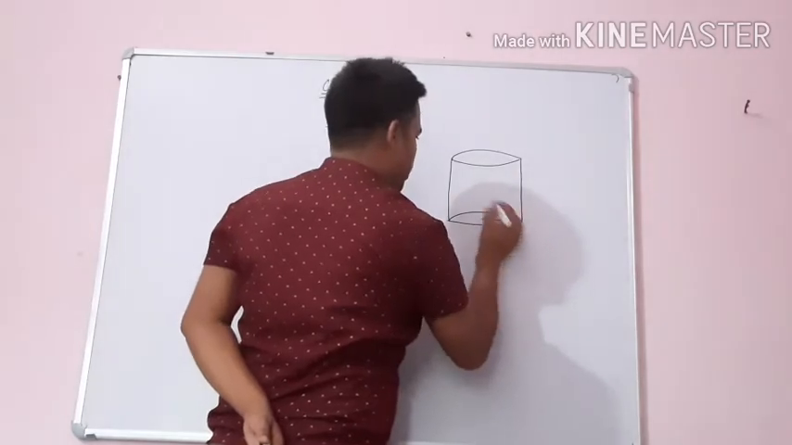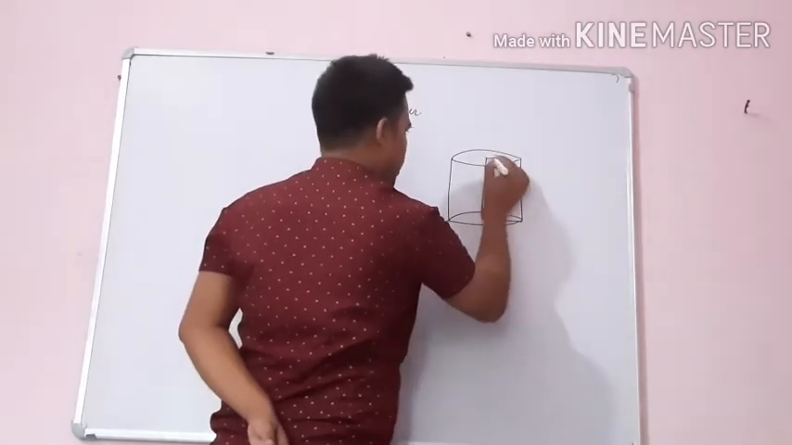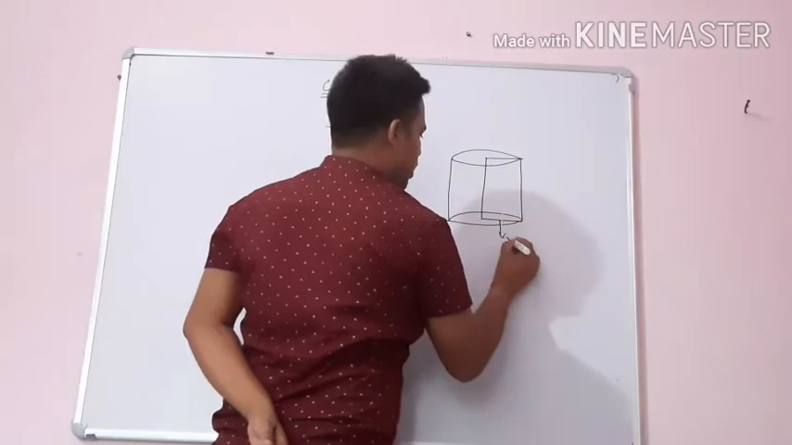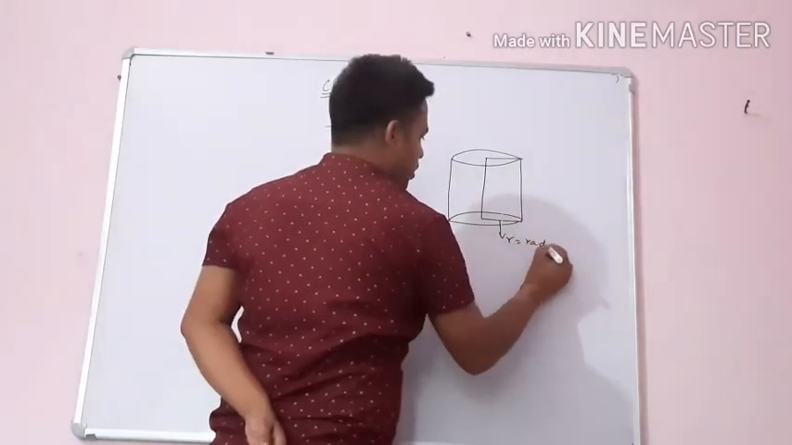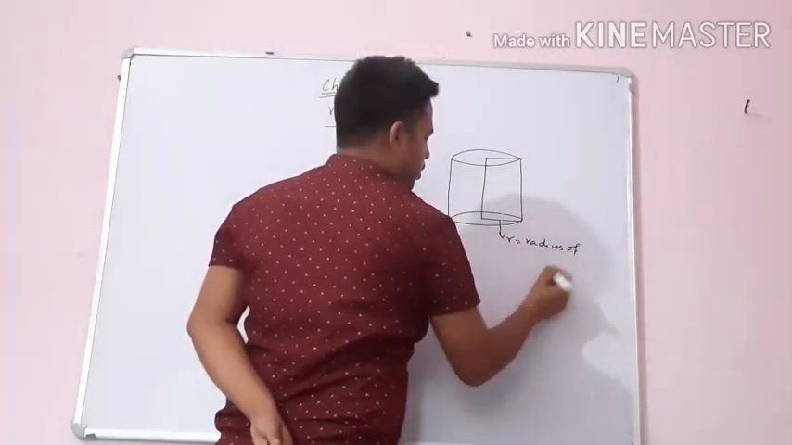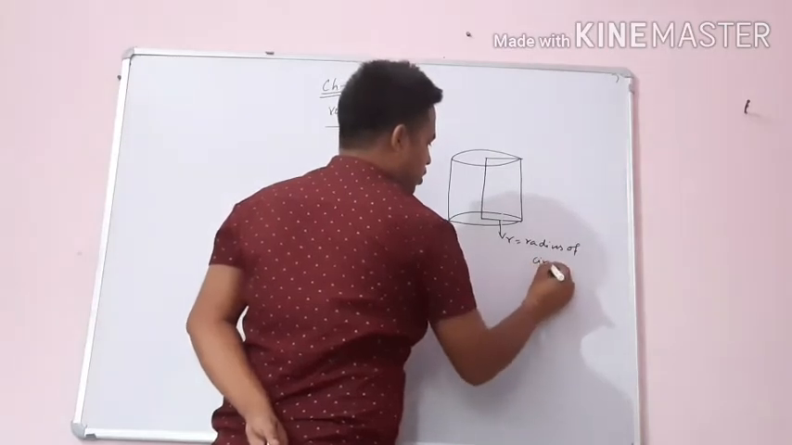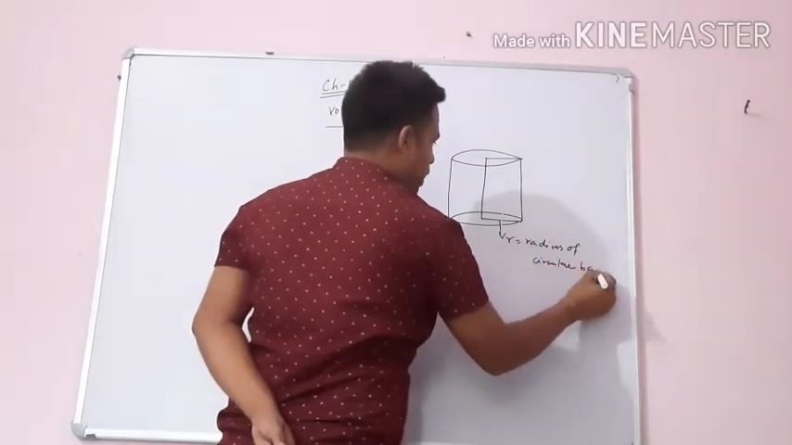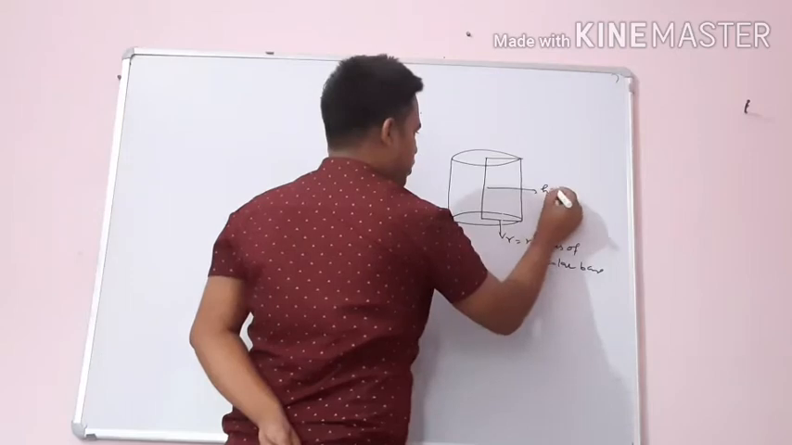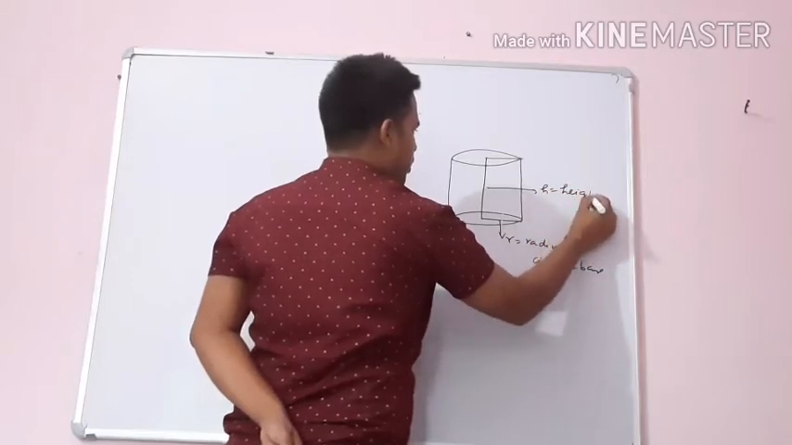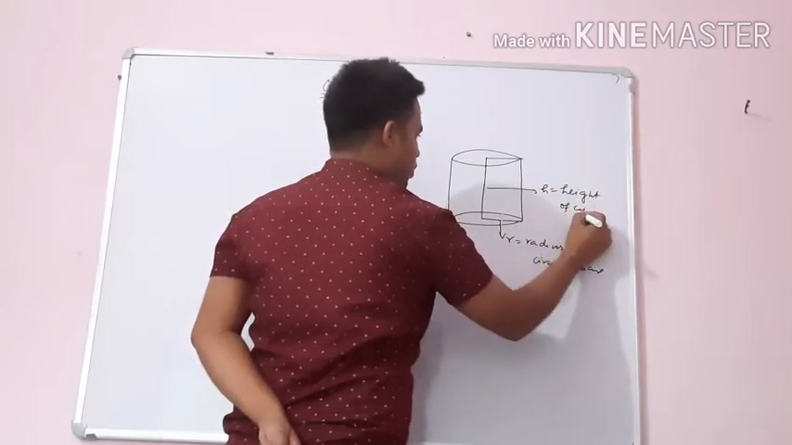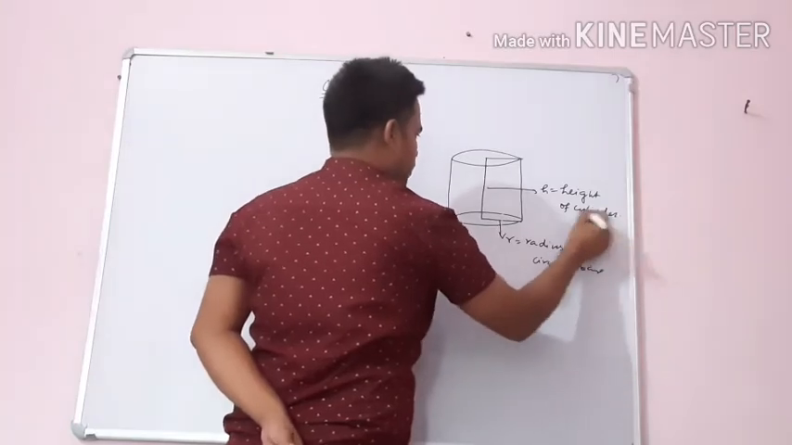Where r is the radius and h is the height. This r is the radius of the circular base, and h is the height of the cylinder.